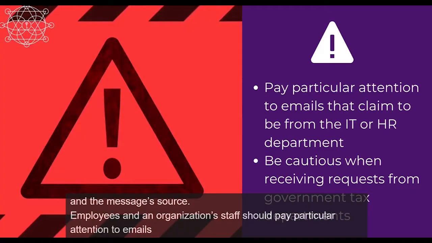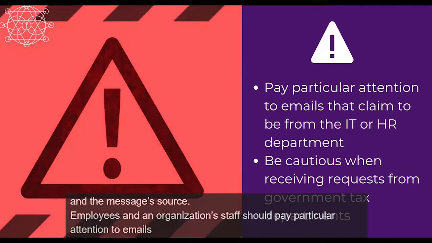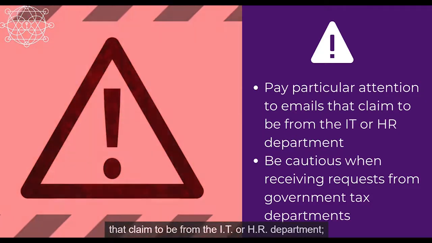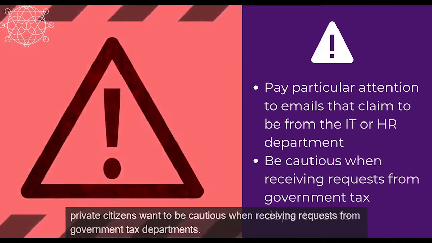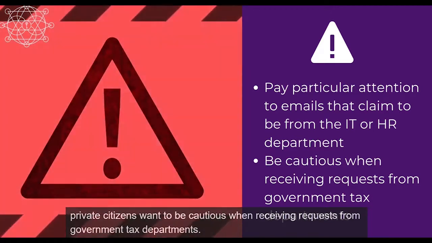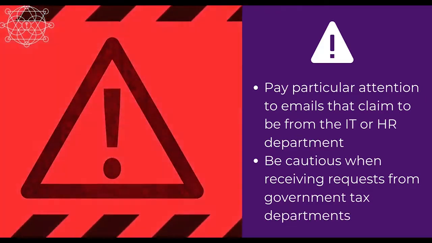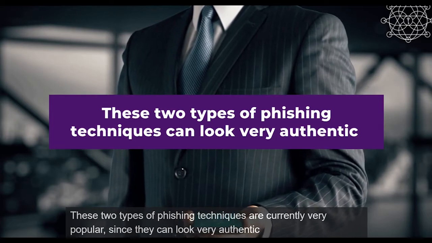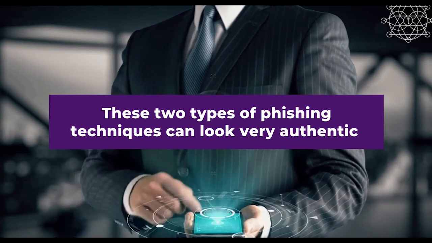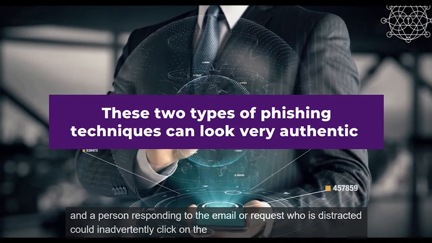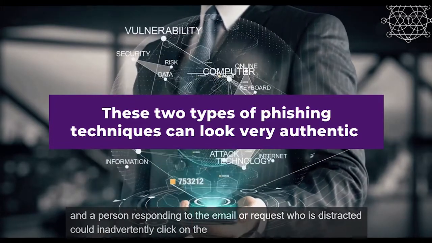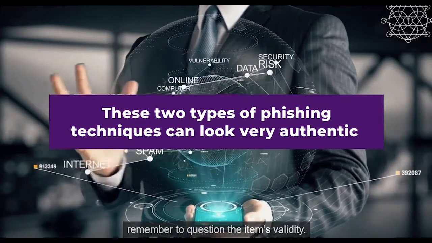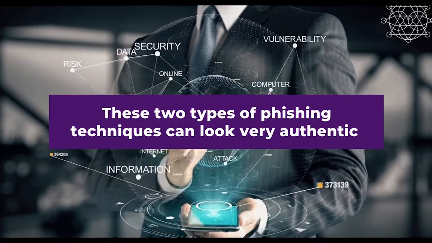Employees and an organization's staff should pay particular attention to emails that claim to be from the IT or HR department. Private citizens want to be cautious when receiving requests from government tax departments. These two types of phishing techniques are currently very popular, since they can look very authentic, and a person responding to the email or request who is distracted could inadvertently click on the link or document before they have a chance or remember to question the item's validity.